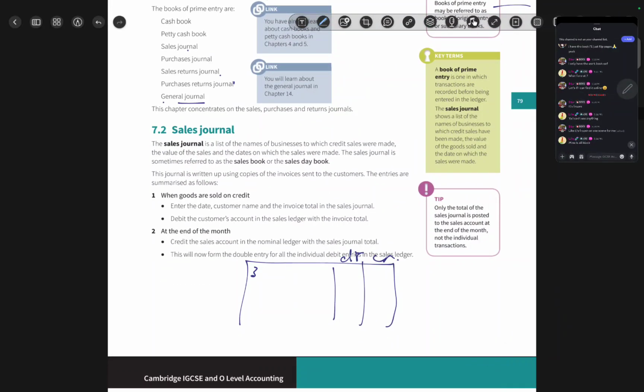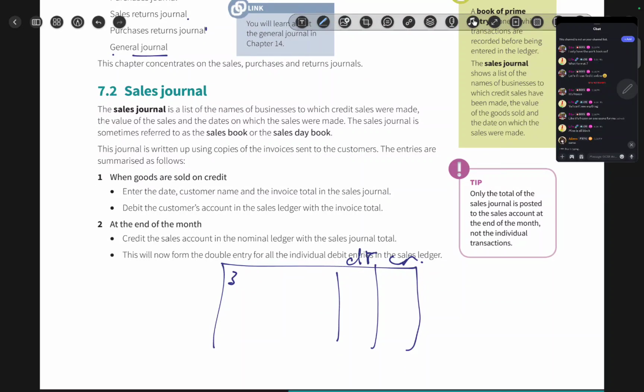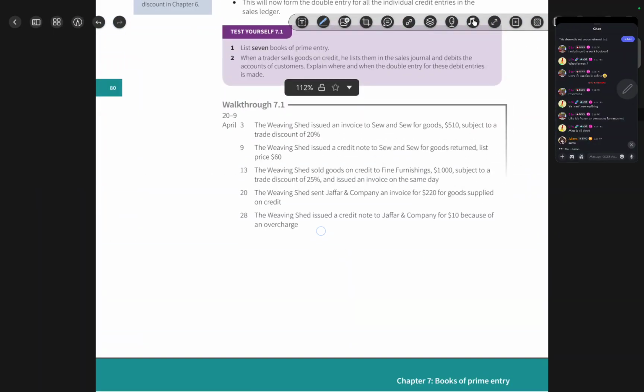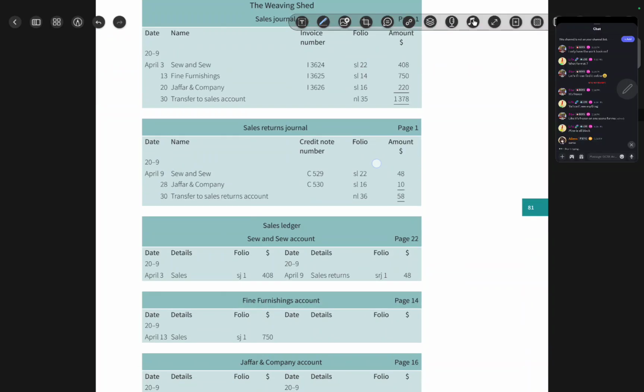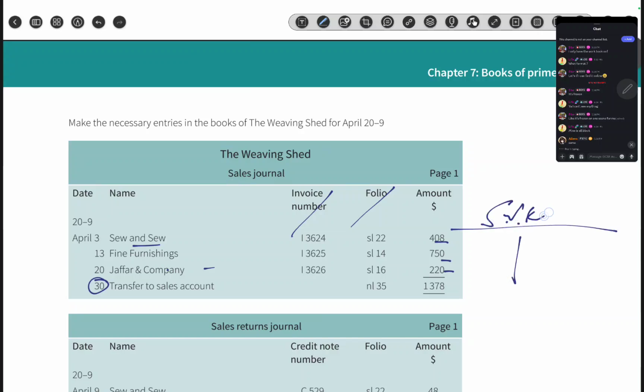Okay, we're talking about sales journal. Normally when you sell any goods, you just enter the date, the customer's name, and the invoice total in the sales journal. There is no debit or credit. It's very simple. It's just entering the amount of sale. In our example, you can see that in the exam you don't need the invoice number or folio. You just take the name, put the amount, take the name, put the amount, and then at the end of the month, the 30th April, you transfer to the sales account, the T account for sales.